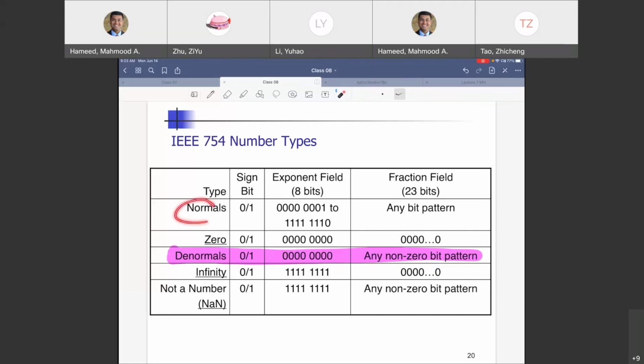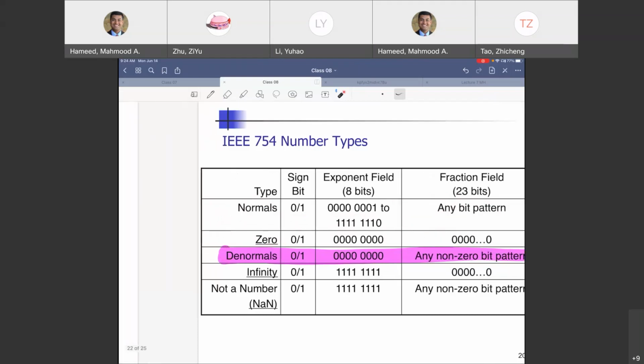Normals were here, right? Normals where the sign could be a 0 or a 1. Exponent field starts at 1, ends at 254. We talked about that. And then any bit pattern going over there. So that is for the normals. And then I think we also talked about this. 0 could be positive, could be negative. Exponent field is all 0. Fraction field is all zeros. And if all the bits are 0 except for the sign bit, you know it's a 0. Right? So we have sort of done these. We'll do the others later.